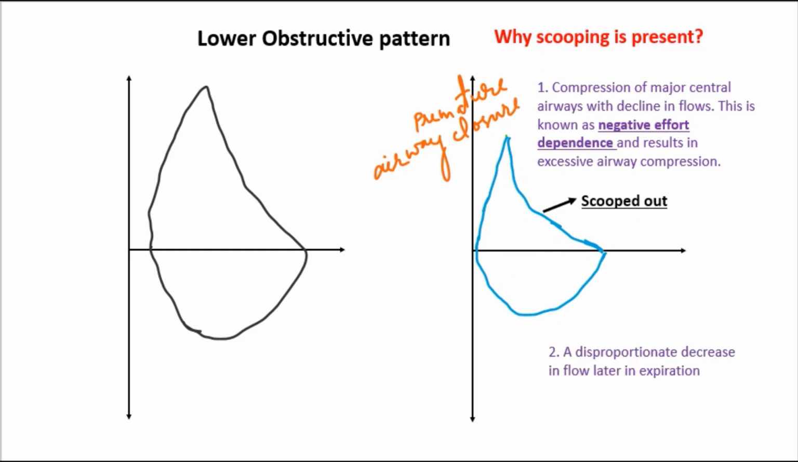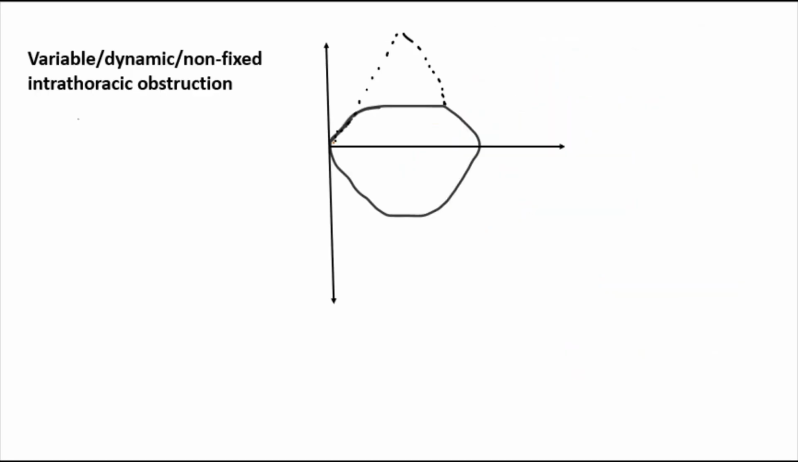Number two reason is a disproportionate decrease in flow later in expiration. So the number one reason leads to the initial fall of the expiratory loop, and the number two reason will lead to the tailing of the loop until RV. Here we are looking at a variable, or dynamic, or non-fixed intrathoracic obstruction loop. There will be a flattening of the maximal expiratory curve due to limitation in expiratory flow. As you can see, the dotted lines represent what the original curve could have been, but since there is difficulty in expiration, the line is flattened out over here.